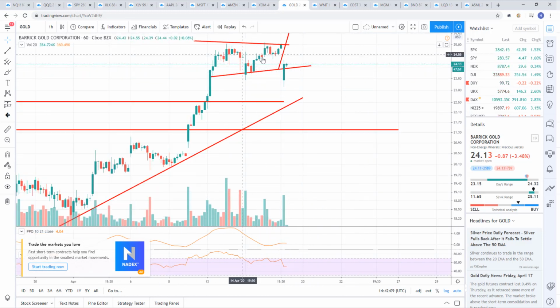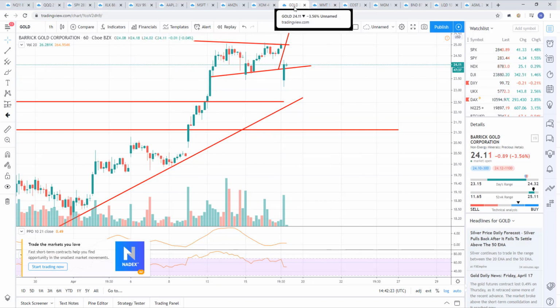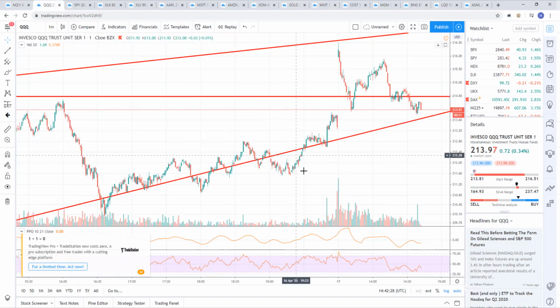We got this little flag playing out, and it's recovered that flag. So that might have been it for the buying opportunity. It's hard to say. I still don't own it. I'm just going to wait to see how the markets trade today, and I'll make a decision later on. So that's that. Here's the Qs.